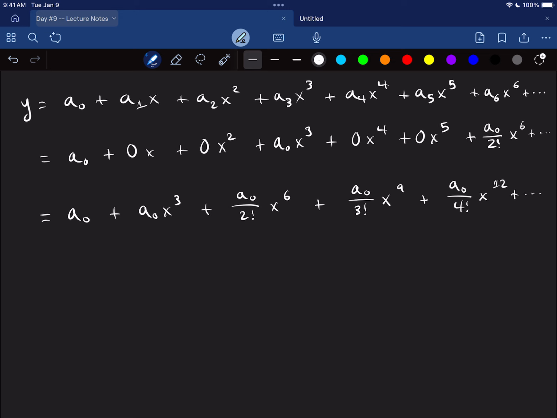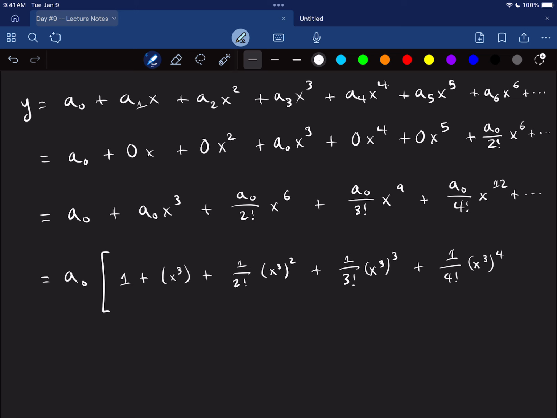And now we get some really, really fun stuff happening here. I'm going to do two things at once. I'm going to factor out an A naught, and I am going to rewrite some of these cubes. So we have x cubed, and we'll just put that in parentheses. X to the 6th, I'm going to write it as x cubed squared. X to the 9th, I'm going to write it as x cubed cubed. And this x to the 12th, I'm going to write it as x cubed to the 4th.